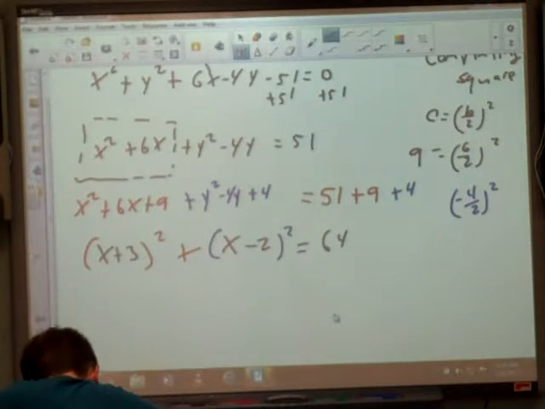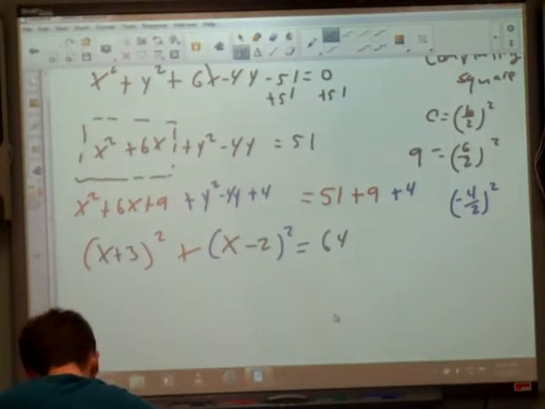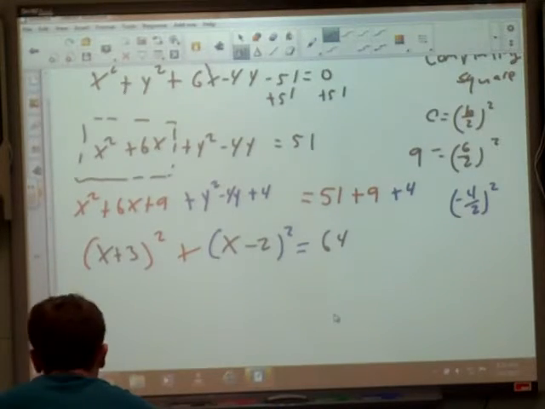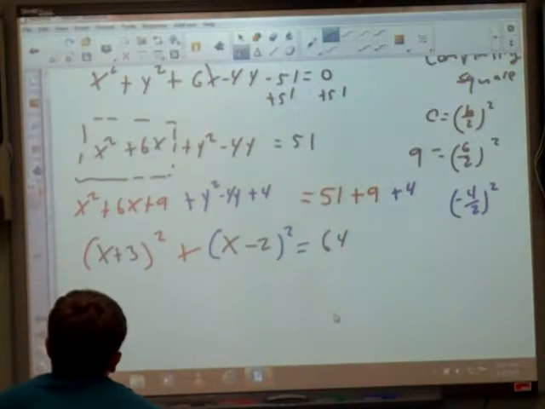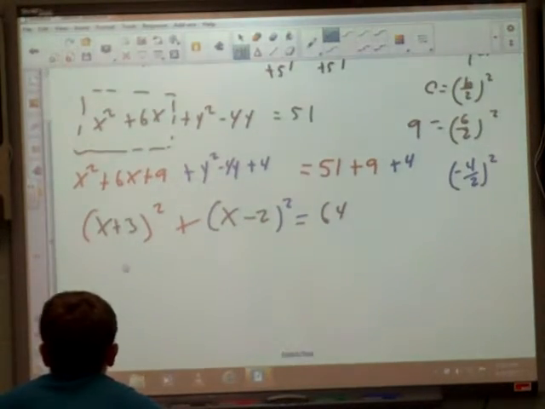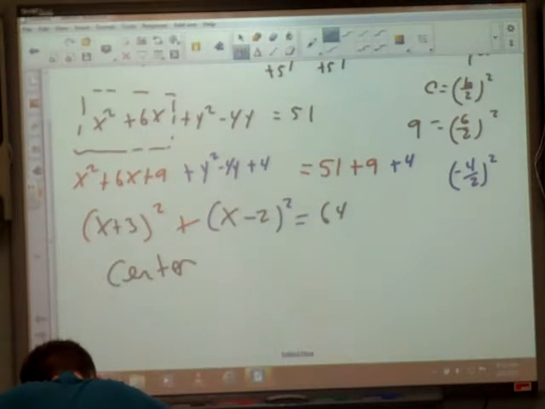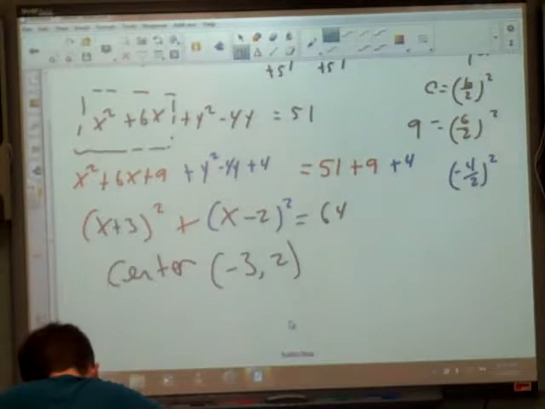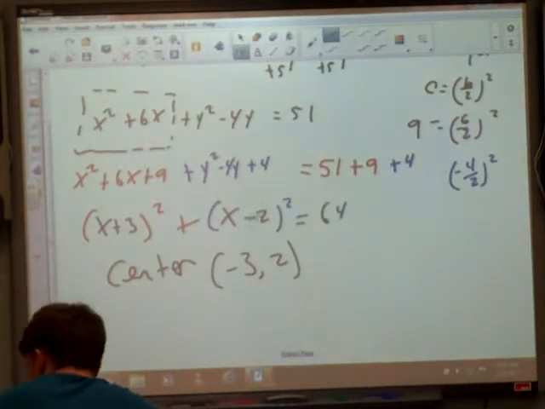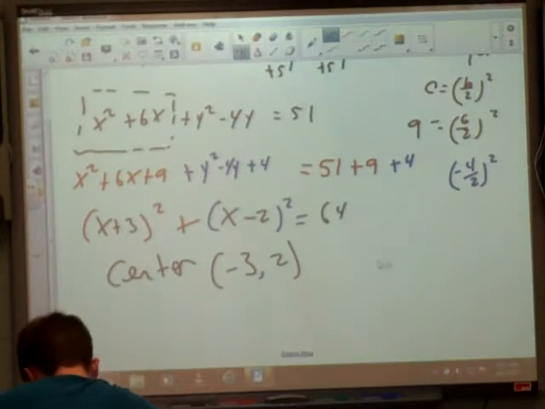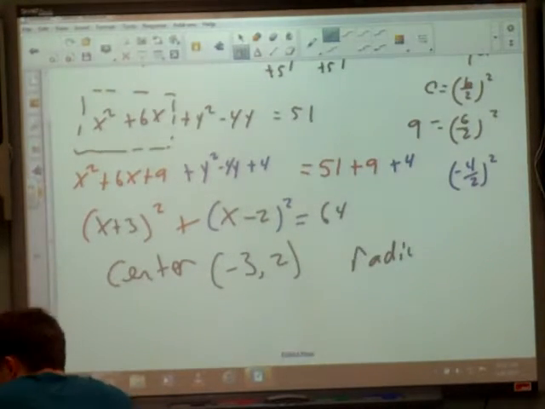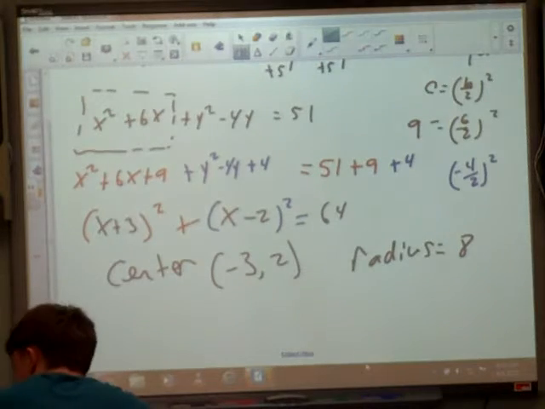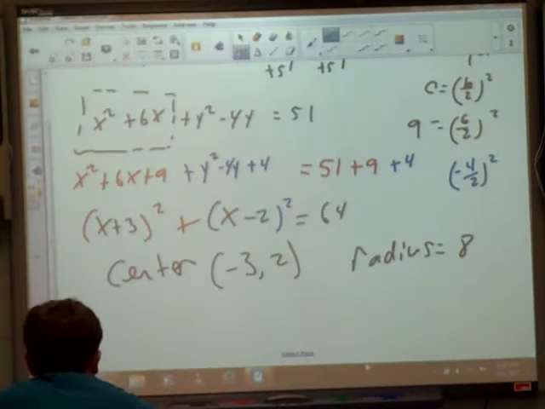So do we have it so that we can identify a center and a radius yet? Yes. What is our center? Good. Everybody see what Valentina and Shelby Louise said on that? Remember, it's the opposite sign. So what's our radius? Very good, Leah. It is 8, the square root of 64.